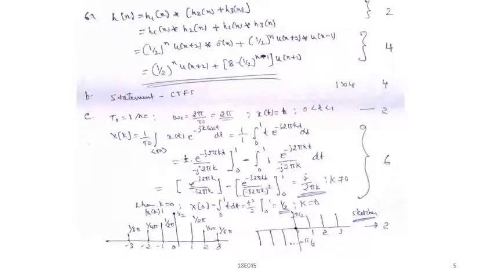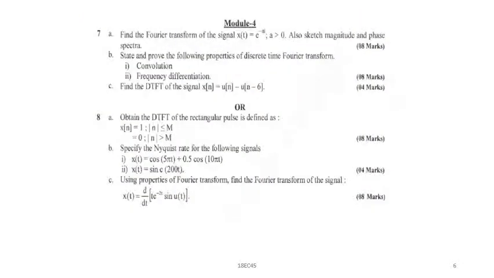About module 3. Next we will discuss module 4 questions. Module 4 is on Fourier transform and the discrete time Fourier transform. The first question is: find the Fourier transform of the signal x of t is equal to e to the power minus at, with a greater than 0. Also sketch the magnitude and phase spectrum.